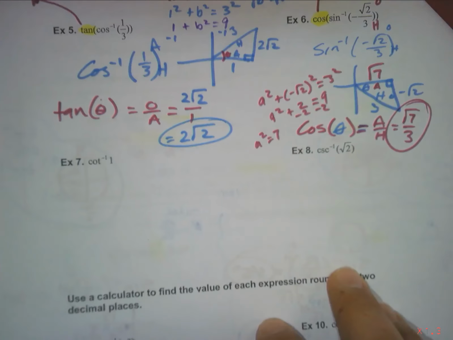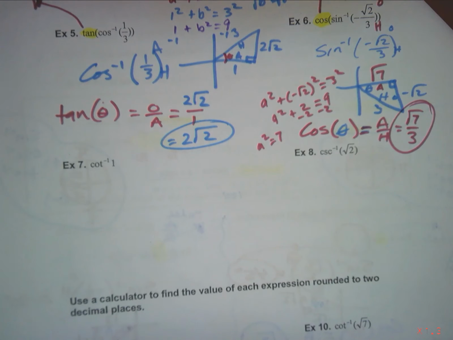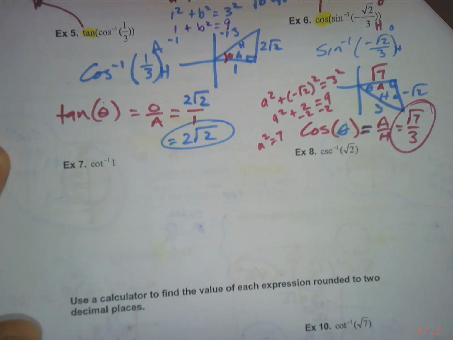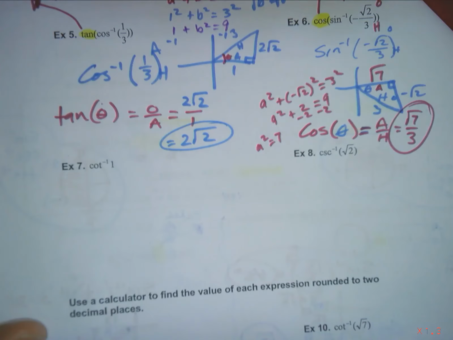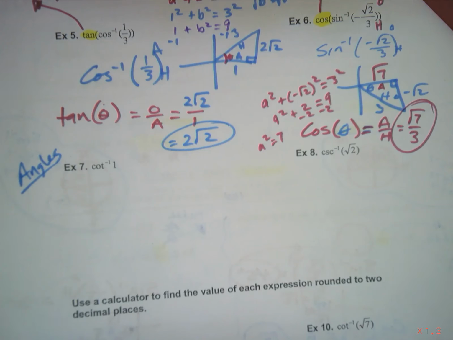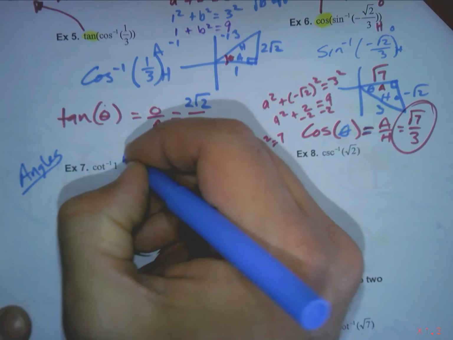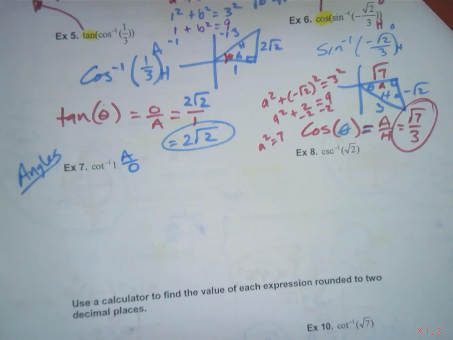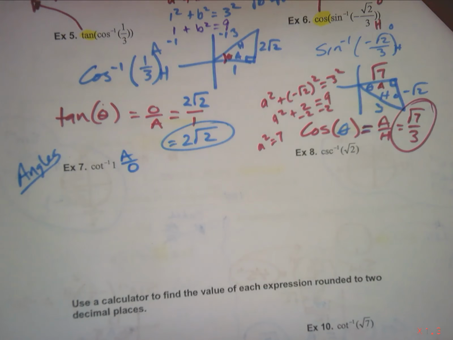All right, so when we're taking a look at number 7, I got inverse cotangent of 1. Okay, remember what cotangent is. Remember what I'm trying to find. It's a regular trig function. So again, we're looking for angles. This is like what we did yesterday. Okay, remember what cotangent represents. That represents A over O. So that 1 is an A over O ratio.